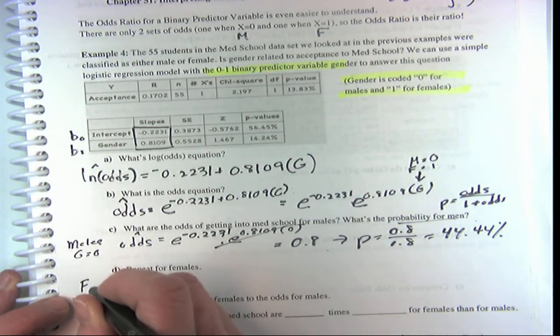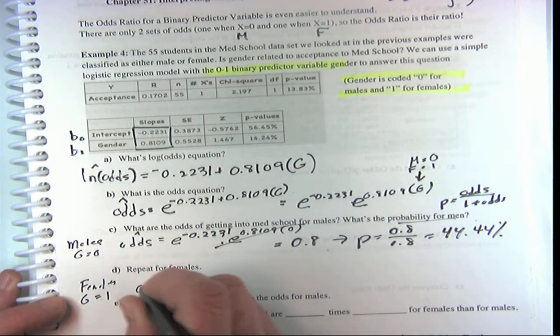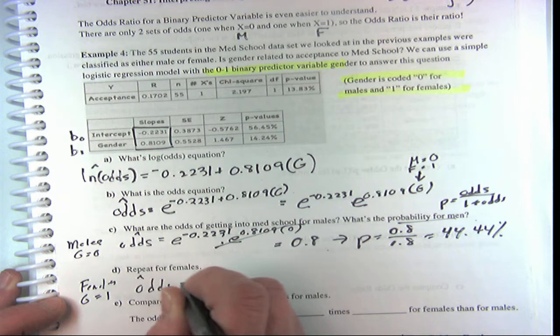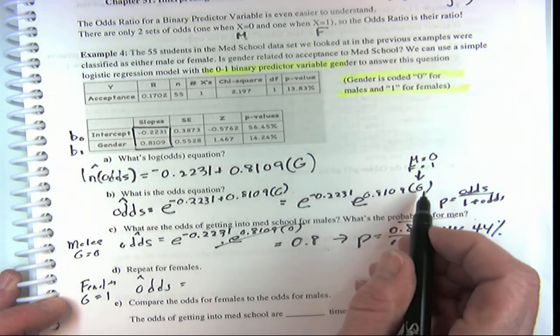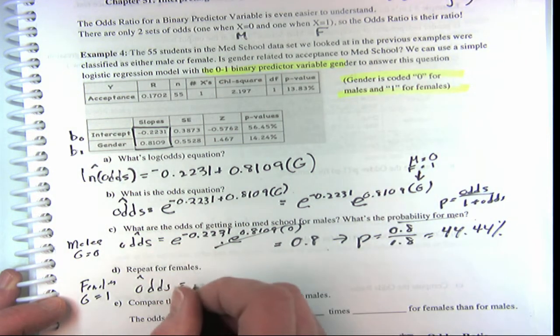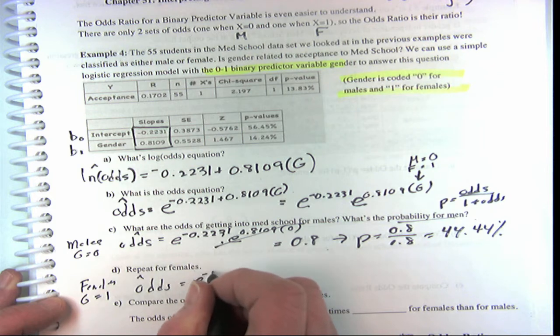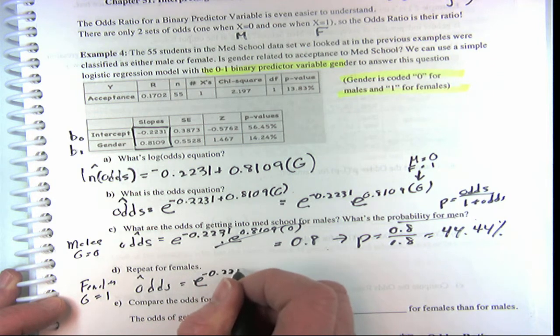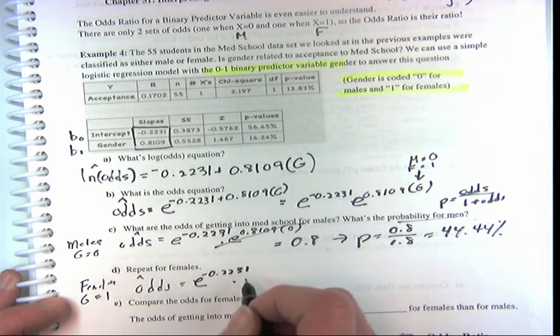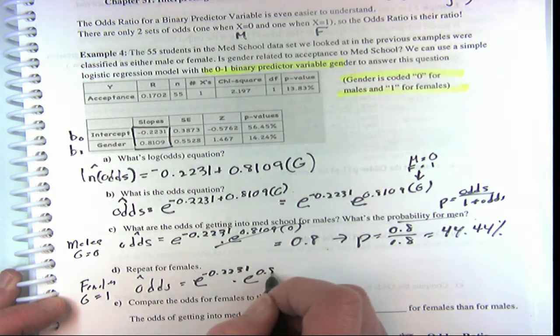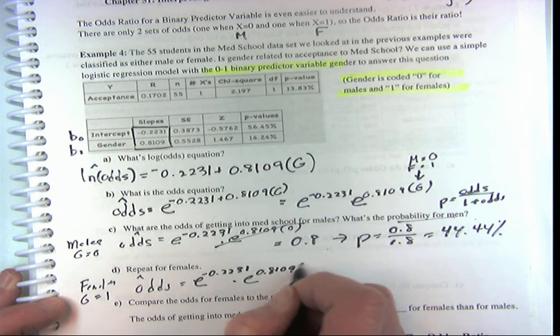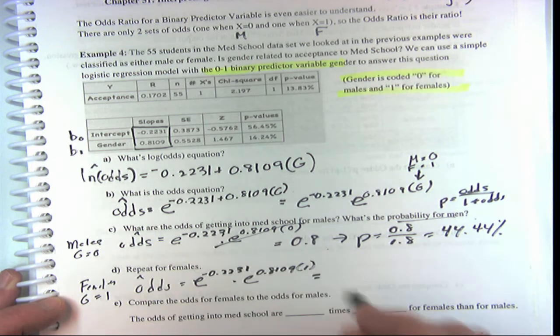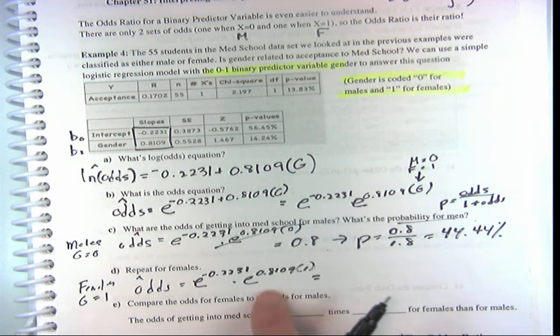So for females, we have G equals 1. So we have the odds is equal to what? I'm just going to put a 1 in there. So I have e to the negative 0.2231 times e to the 0.8109 times 1. Now you can see this is the odds ratio.